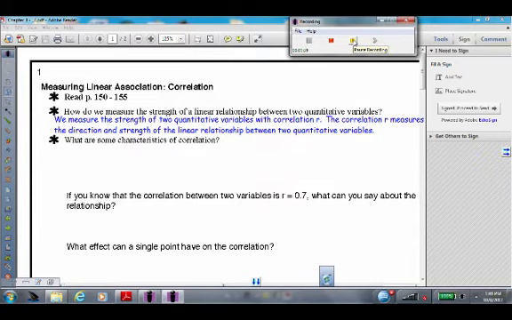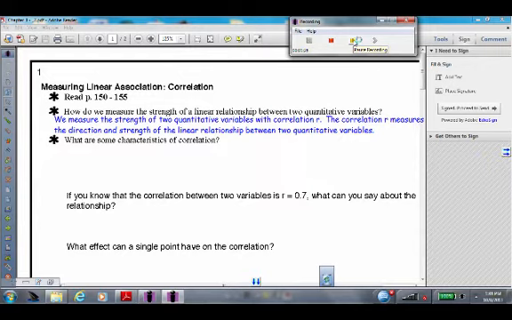Correlation R is always a number between -1 and 1. Correlation indicates the direction of a linear relationship. If R is greater than 0, meaning positive, then it's going to be a positive association, where if R is less than 0, meaning that it has a negative value, then it's going to have a negative association.